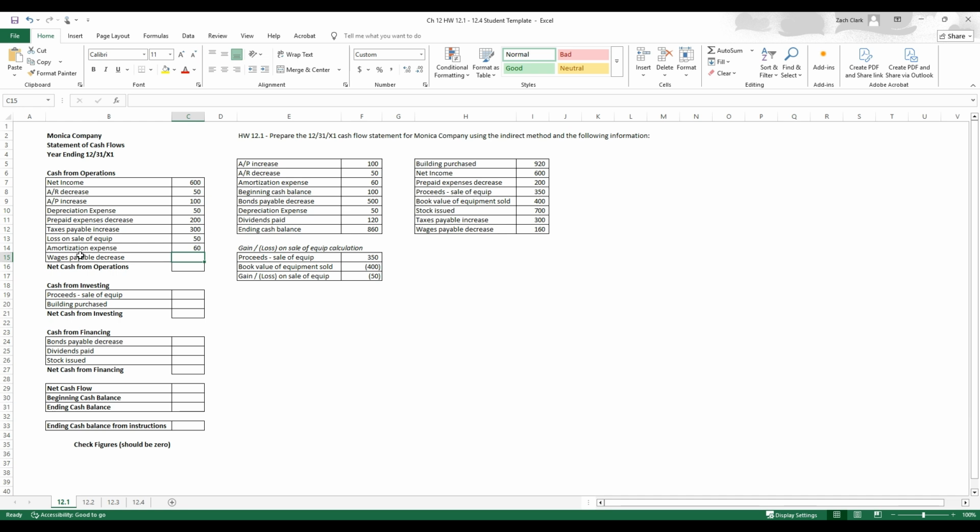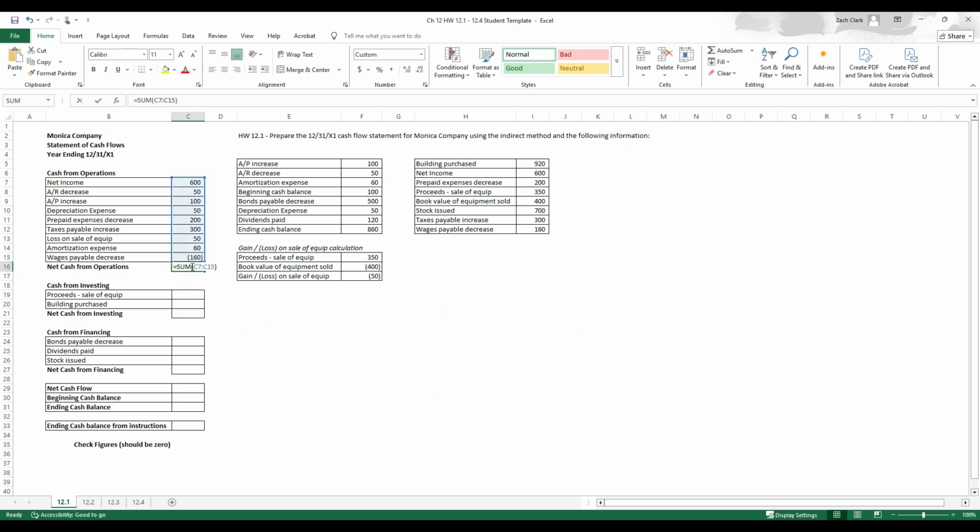And then finally, we see wages payable decrease. And again, anytime a payable decreases, that's because we have paid it down with cash. And so that's going to be a reduction. And then you could sort of use logic: if AP increase was positive, then a payable decrease is going to be negative. That's another way to think through it.